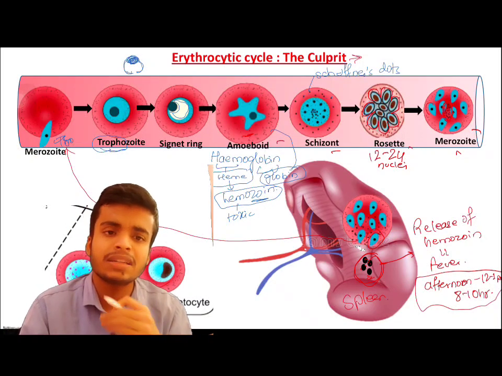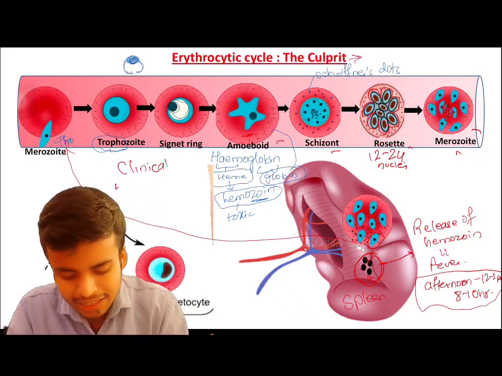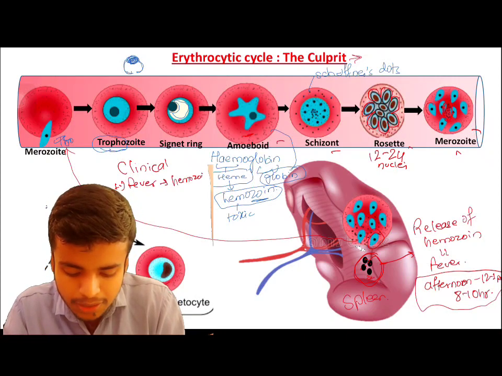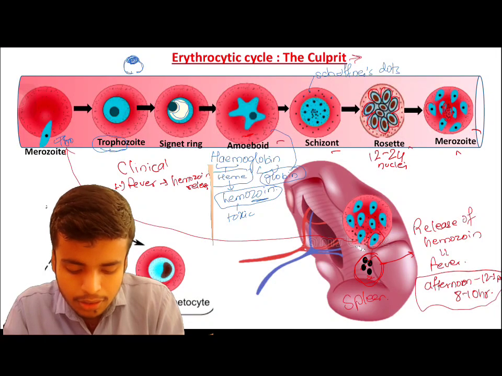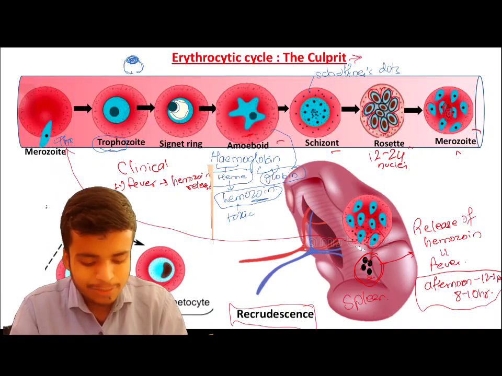Now let's talk about some clinical aspects. Clinical aspect number 1 is fever. This fever comes after hemozoin release.